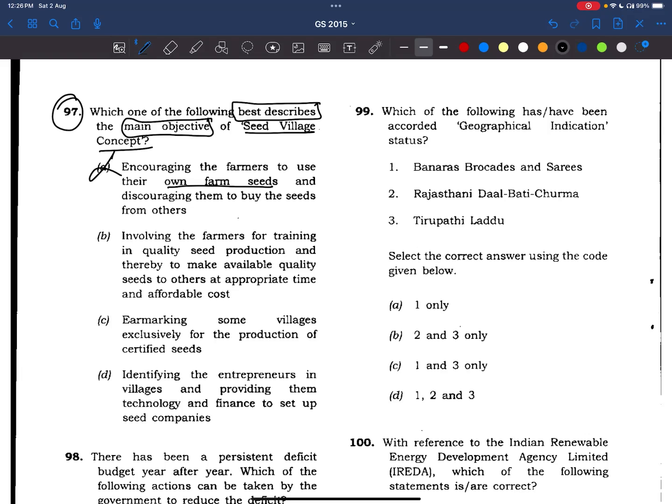Now, involving the farmers for training in quality seed production and thereby making quality seeds available to others at appropriate time and affordable cost. See here friends, it is looking very appropriate, like it best describes the seed village concept. Okay, now see the other statements also. Marking some villages exclusively for the production of certified seeds. No, it is somewhat narrow.